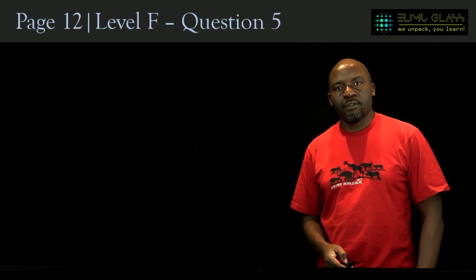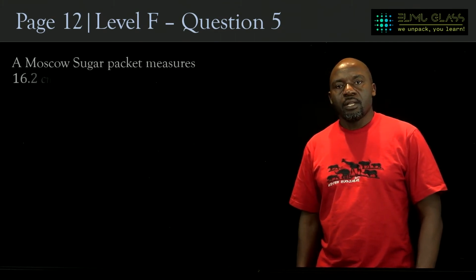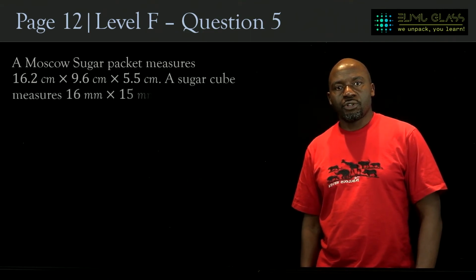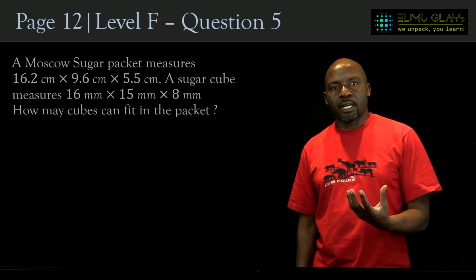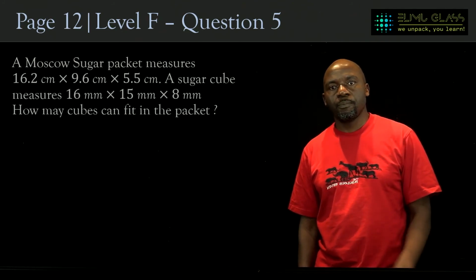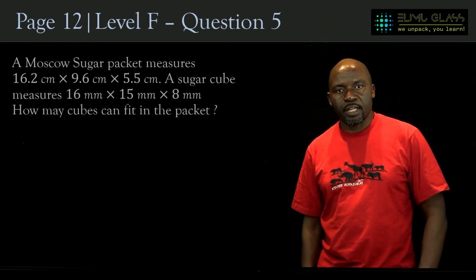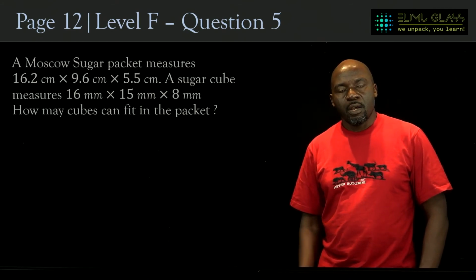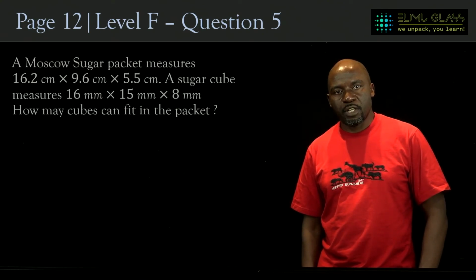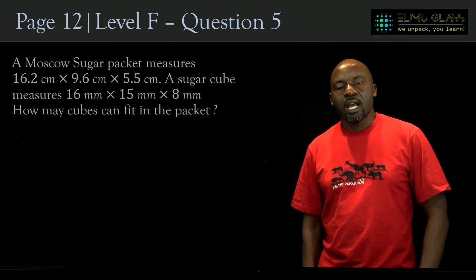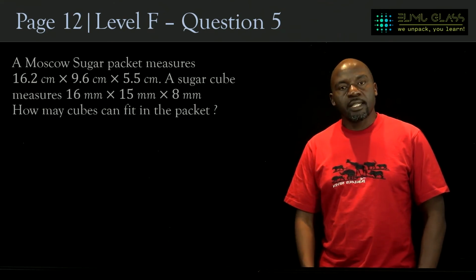Question number 5 on page 12, and now we are on level F. A Moscow sugar packet, that is a packet used to package sugar cubes, measures 16.2 centimeters by 9.6 by 5.5 centimeters. One sugar cube measures 16 millimeters by 15 millimeters by 8 millimeters. How many cubes can fit in the packet? All right, this is not bad.